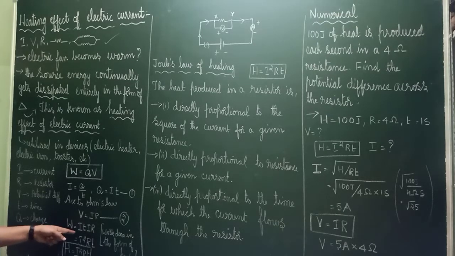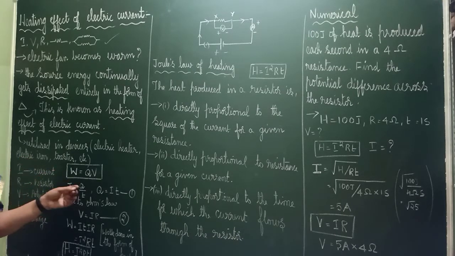W, what is W? Work done is in the form of heat. So instead of W, you can also put H. H is equal to I square RT. This is very, very important. H is equal to I square RT. So Joule's law of heating tells that, what is Joule's law? H is equal to I square RT. It tells what it is, okay.